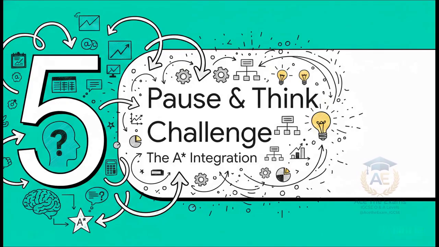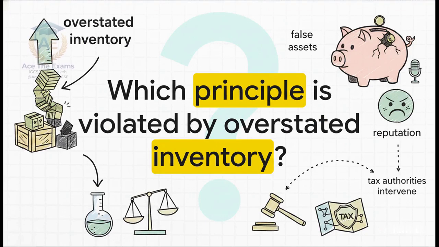Finally, we arrive at Section 5, the Pause and Think Challenge. Time for the A-star integration. Here is your high-level, multi-layered prompt to take away today. If a business overstates its inventory valuation while its current ratio suddenly drops to 1.1 to 1, which accounting principle is being violated? And, taking it a step further, how might non-financial factors like their reputation completely suffer when the tax authorities inevitably intervene? I want you to map out that entire cause and effects chain. Go ahead and pause this explainer to really test and prove your A-star capability.